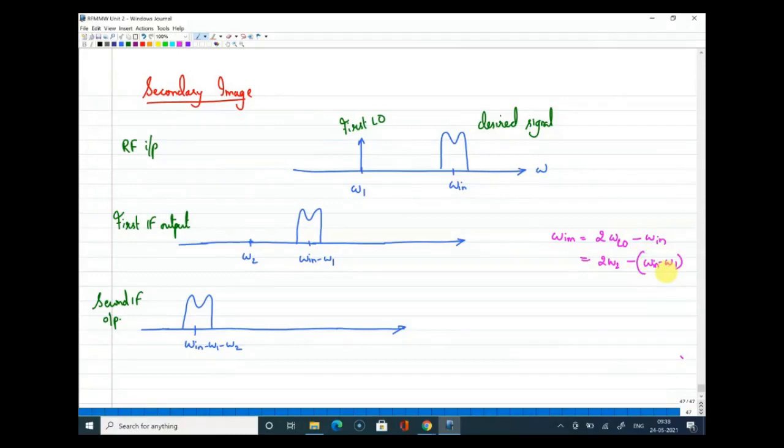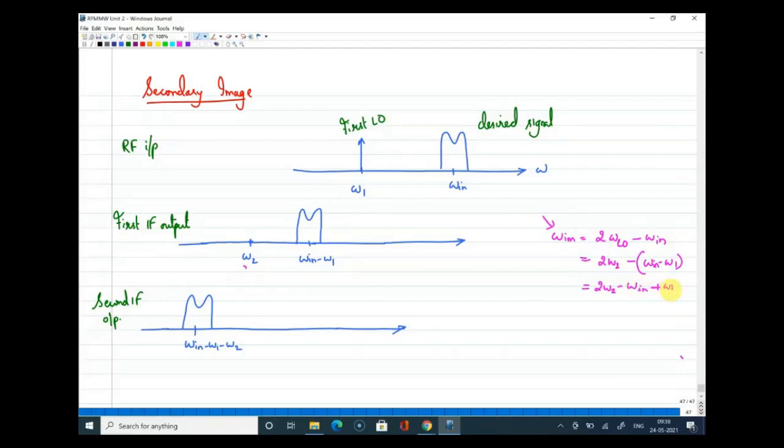So I'm trying to understand what will be the image frequency for a second mixer. For a second mixer, if you want to know the image frequency, I can definitely say that the image frequency will be at 2 omega LO minus omega in. So omega LO in this case is omega 2, and the input frequency is omega in minus omega 1. So your image frequency will be equal to 2 omega 2 minus omega in plus omega 1. This will be your image frequency, right?